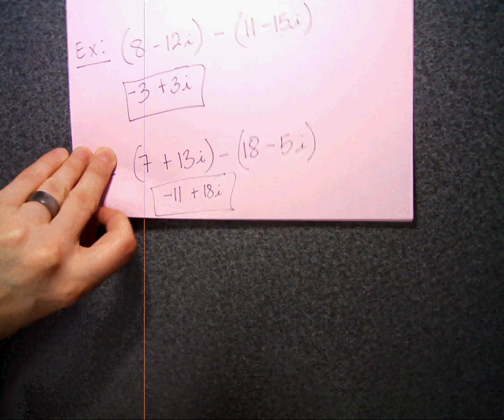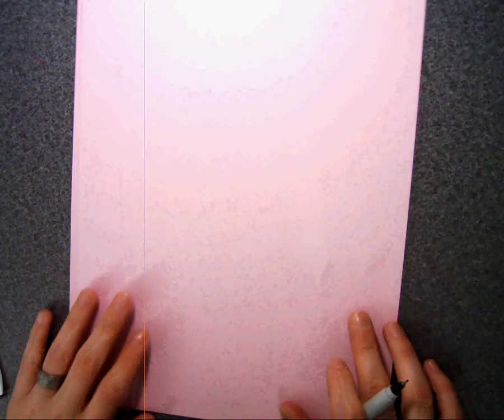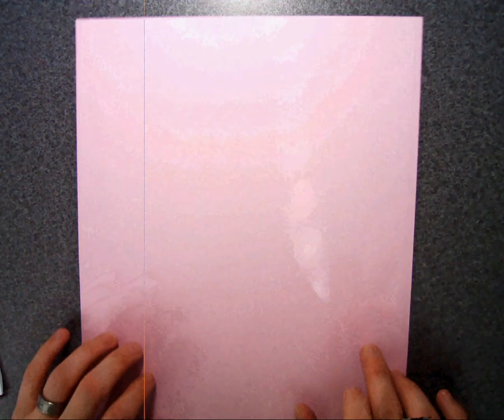Now, multiplication of complex numbers. Again, it's going to be a very familiar process. I strongly dislike the word FOIL, but that's essentially what we're going to be doing, distributing one term to another. Let's look at multiplication.